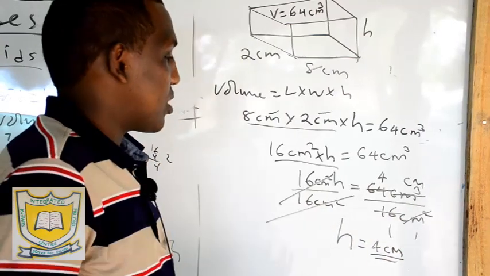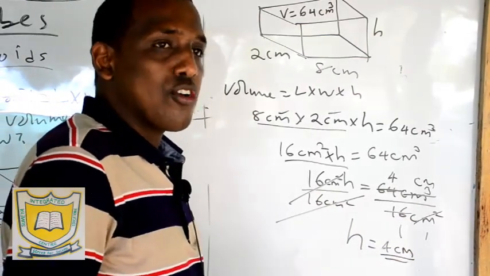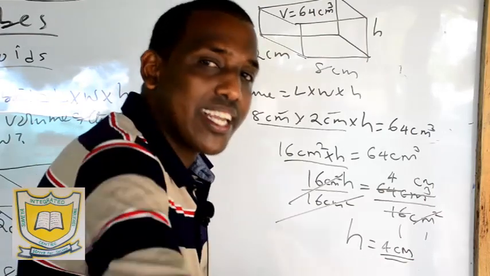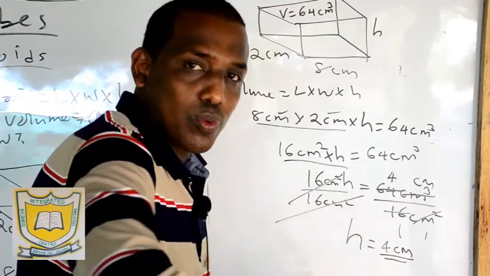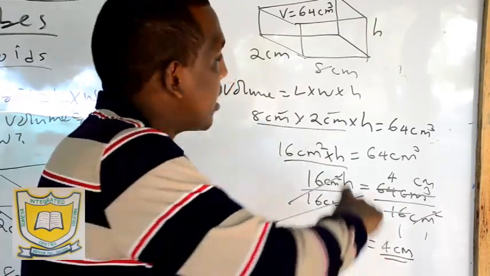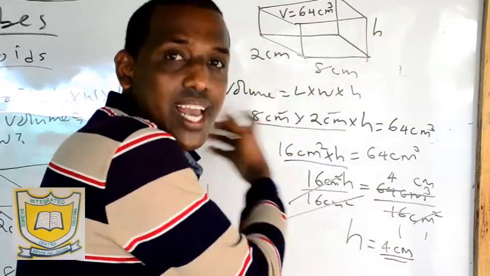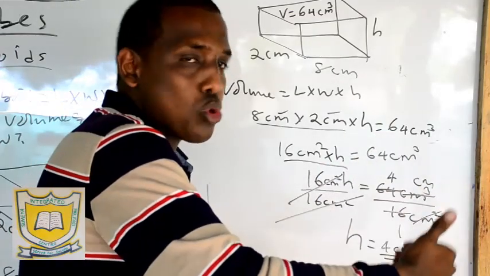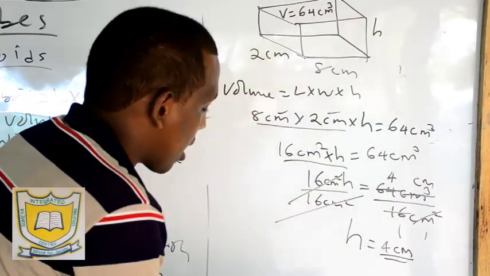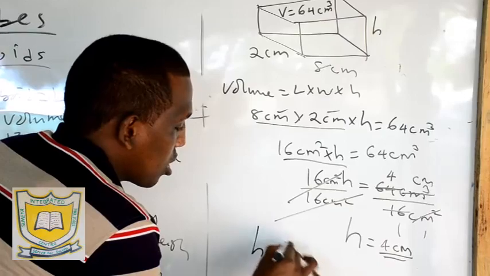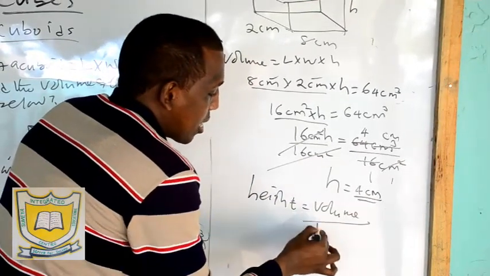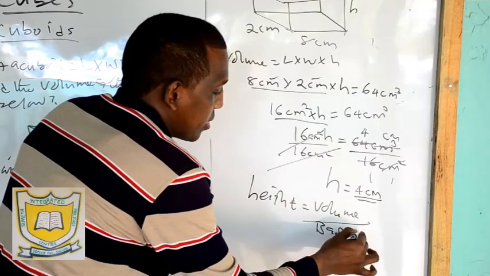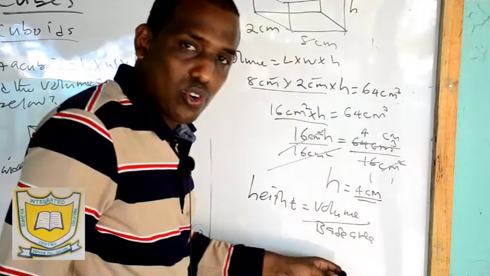Or sometimes you can say, to get the height, you say volume over base area, or over the cross-sectional area. Remember, cross-sectional area is the length and the width. When you multiply that one, it's called cross-sectional area. The length and the width is the base area. You can also use that formula. So height is equal to volume over base area, or over the cross-sectional area.